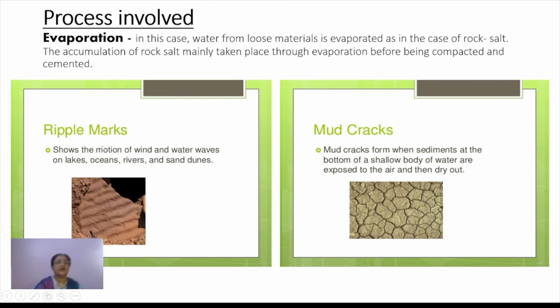These ripple marks show the motion of wind and water waves on lakes, oceans and rivers. These are the ripple marks. Then one example you can see is mud cracks, when sediments at the bottom of a shallow body of water, like I was telling you just now, develop at the base of a lake. So these are again the result of evaporation.